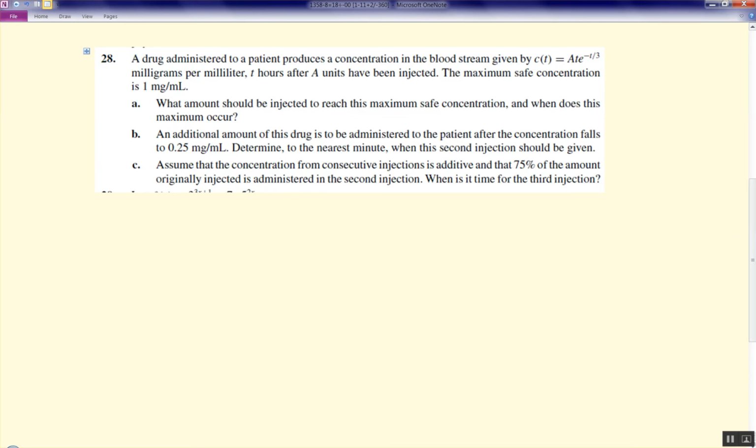So now, after the discussion, we do know that this A must be e over 3, and this is the function that we have here. So this is the first part.